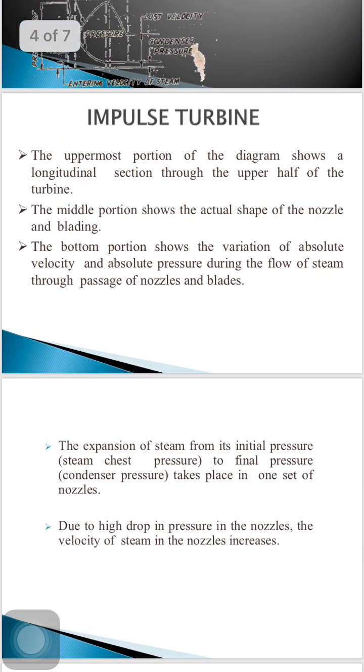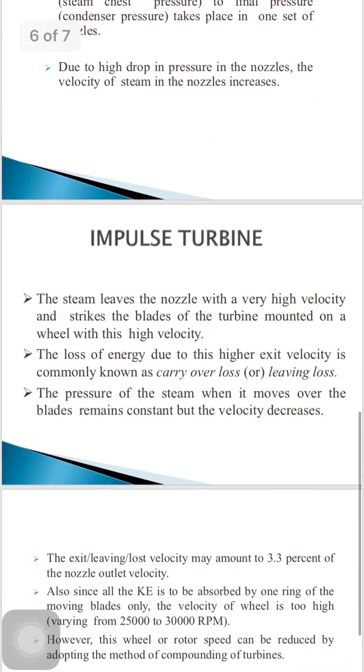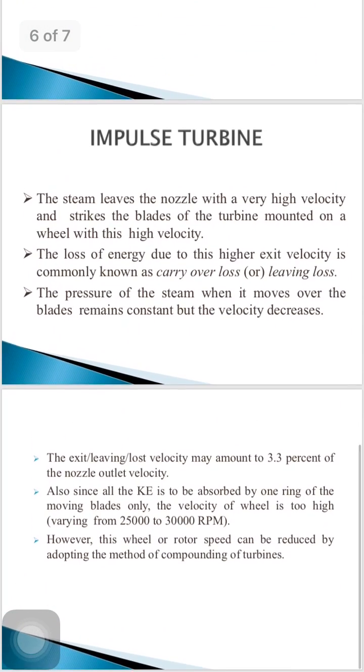The expansion of steam from its initial pressure, the steam chest pressure, to the final pressure, the condenser pressure, takes place in one set of nozzles. Due to the high drop in pressure in the nozzle, the velocity of the steam in the nozzle increases. Now we discuss the impulse turbine.